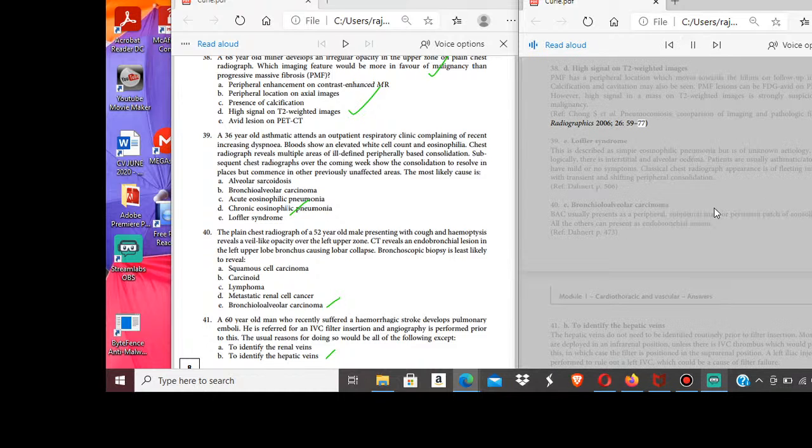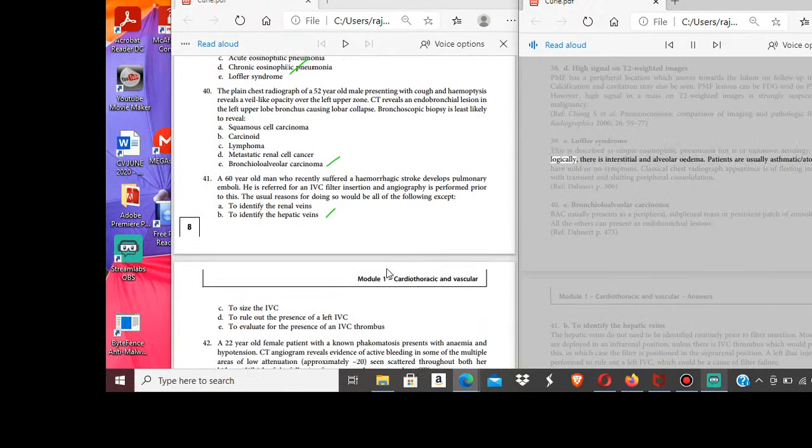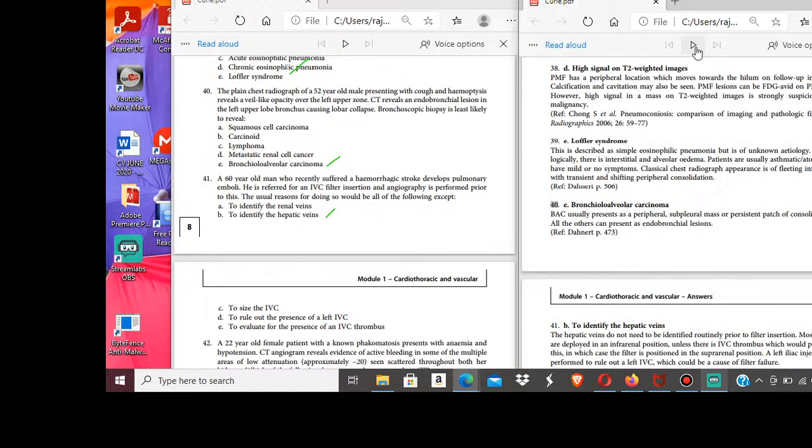39. Loeffler syndrome. This is described as simple eosinophilic pneumonia, but is of unknown etiology. Pathologically, there is interstitial and alveolar edema. Patients are usually asthmatic/atopic but have mild or no symptoms. Classical chest radiograph appearance is of fleeting infiltrates with transient and shifting peripheral consolidation. Ref. Dähnert p. 506.